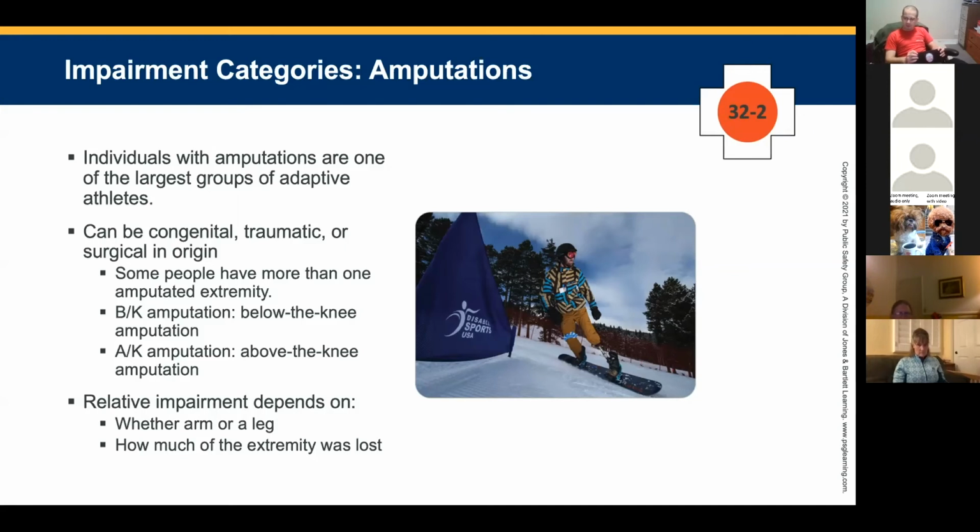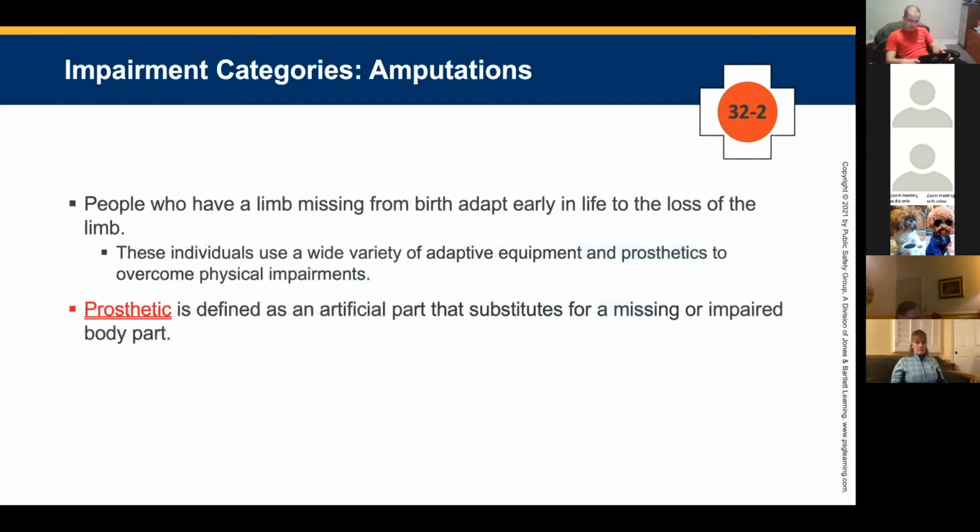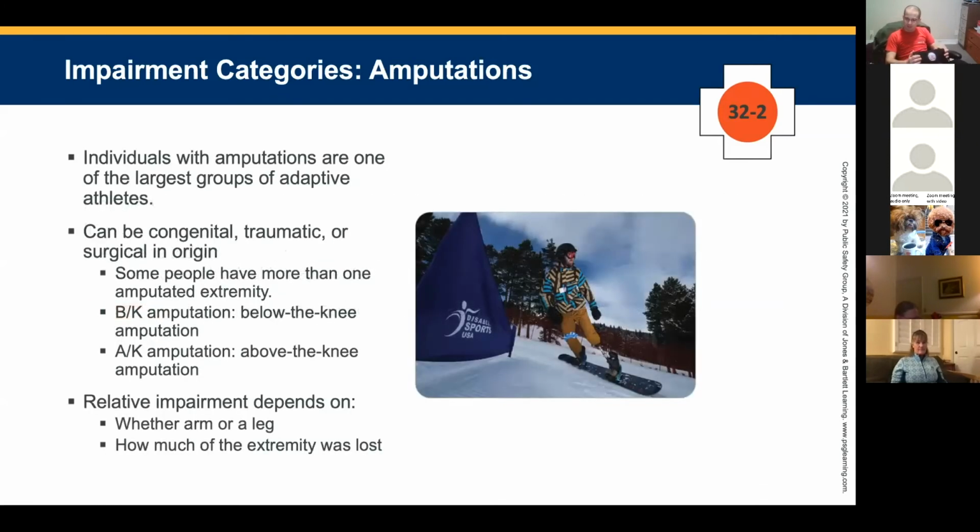Amputations or missing body parts can be congenital, traumatic, or surgical in nature. And some people have more than one amputated extremity. Now, you will hear these acronyms when talking about amputations. So you may hear BK or AK. So BK does not stand for Burger King. It stands for below the knee. So that means that they had the amputation below the knee, which means they still have use of their knee. Whereas AK is above the knee.